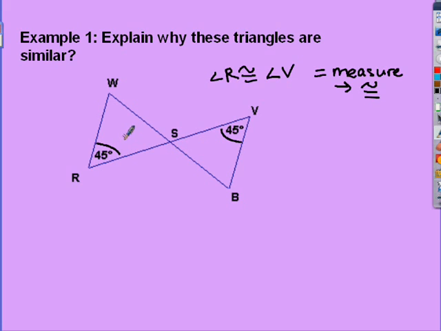Okay. What other parts do I know are congruent? Well, look at this bow tie picture. Won't I know that this angle is congruent to this angle? And what would the reason be? Because of vertical angles. So I know that angle RSW is congruent to angle VSB, and the reason is vertical angles are congruent.